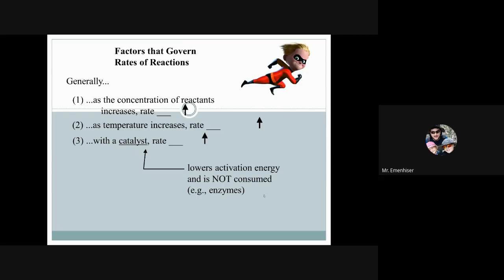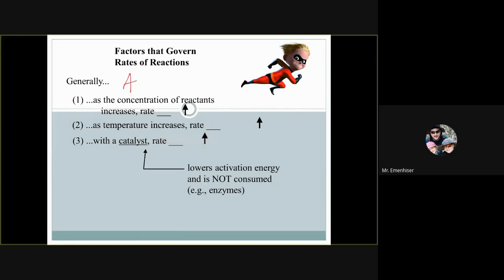And so let me see if I can think of an example. Let's just do a generic example. Let's just do A plus B makes C. And then if we had a palladium catalyst, the symbol for palladium is Pd. And so I would put Pd over the arrow if I wanted to indicate that it had a catalyst.